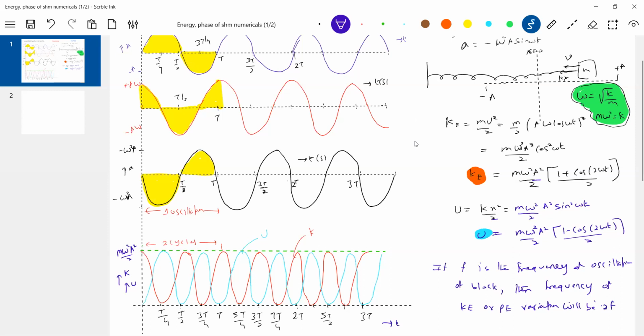By the time the block takes, say, 10 seconds to complete one cycle, the kinetic energy will take 5 seconds to complete one cycle. So therefore, the frequency of the kinetic energy or potential energy variation is twice the frequency of oscillation of the block. That's it. Then the frequency of kinetic energy will be 2f. I'm writing twice in the books.